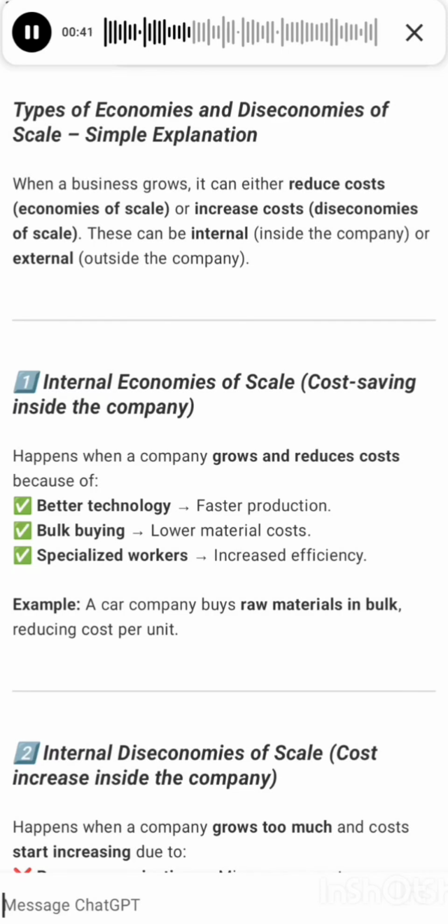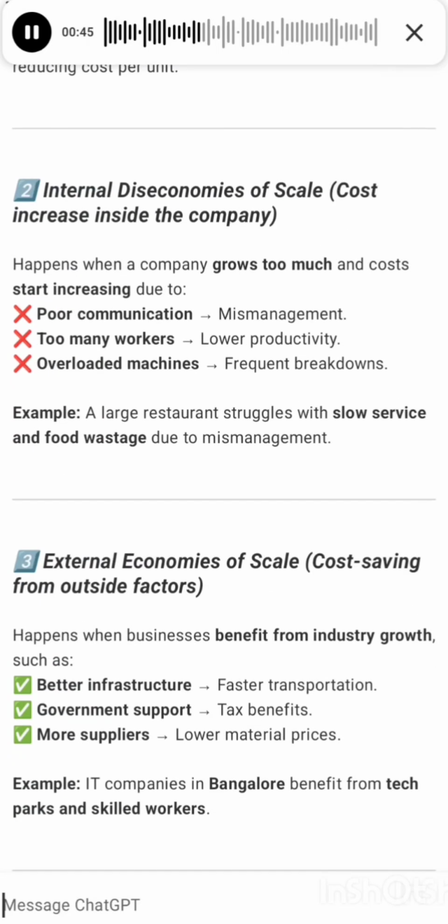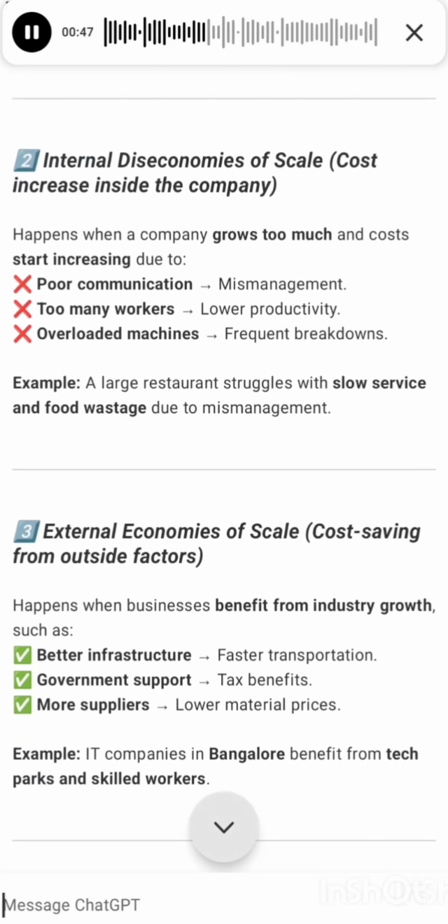Internal diseconomies of scale: cost increase inside the company. It happens when a company grows too much and costs start increasing due to poor communication, mismanagement, too many workers, lower productivity, overloaded machines, and frequent breakdowns. Example: a large restaurant struggles with slow service and food wastage due to mismanagement.